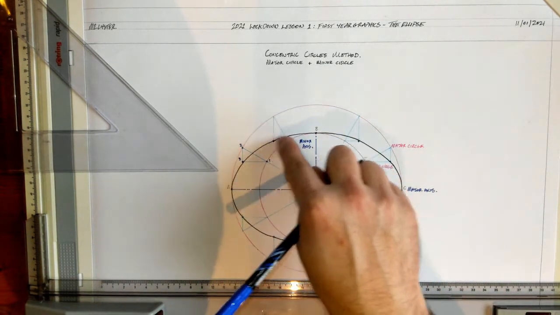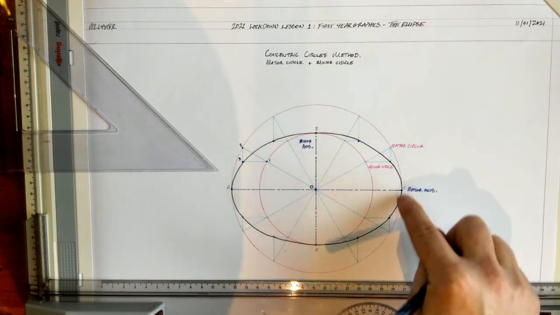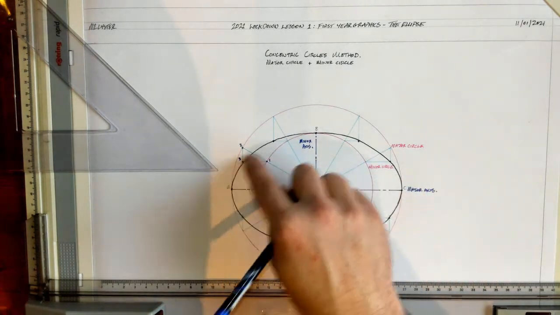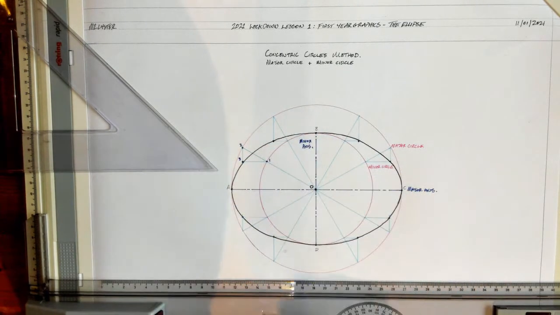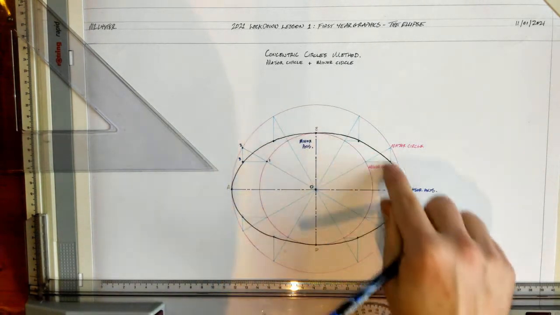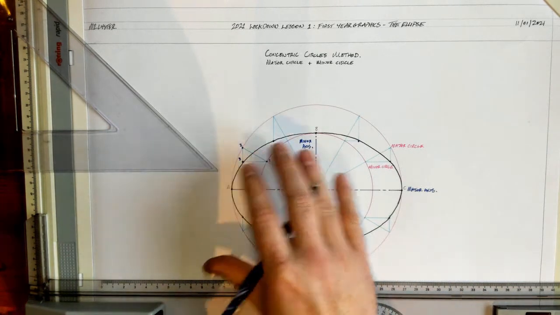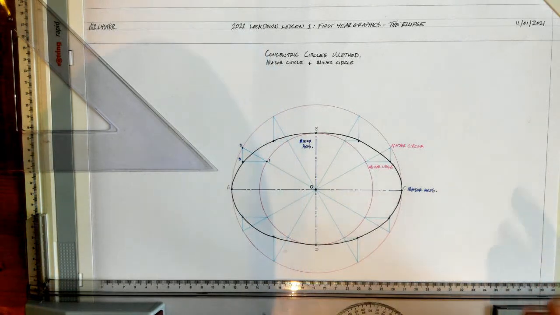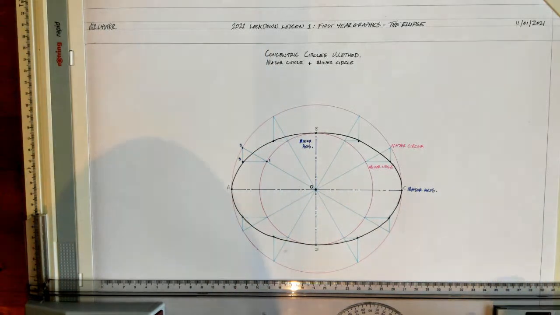Then I repeat the same method for each of the lines. And I find all of my points. All 12 points now are found, and I join the ellipse up. I do it lightly first, and then I heavy after. And depending on the requirements of a question down the line, there might be a little design to be put in there and so on. But that's pretty much it.